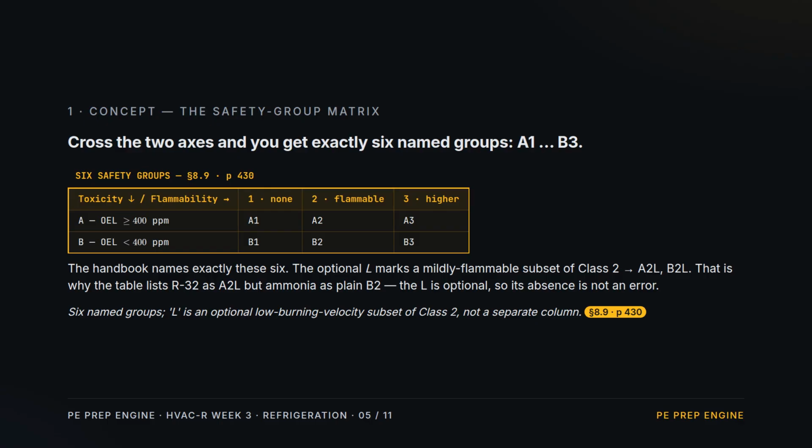Concept 4. The matrix. Cross toxicity against flammability, and you get exactly 6 groups the handbook names. A1, A2, A3, B1, B2, B3. The optional L marks a mildly flammable subset of Class 2. That's the 2L designation. Because it's optional, the table can show R32 as A2L, but ammonia as plain B2. The missing L is not a mistake.